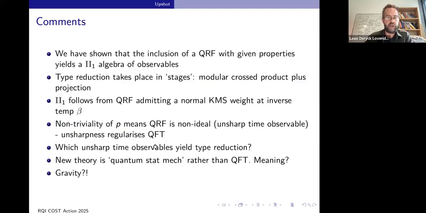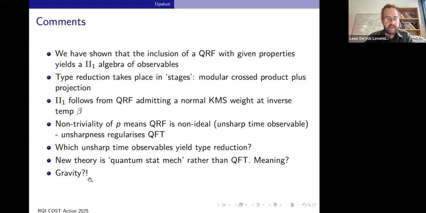It's not known exactly which unsharp time observables do it. So we have some sufficient conditions. We don't have any necessary conditions. The interpretation is not super clear. The new theory, a 2-1, is somehow isomorphic to a spin chain, an infinite spin chain, just as an algebraic object. We're not saying that what comes out is a quantum statistical mechanical system, but it's a different kind of beast than the quantum field theory that we started with.